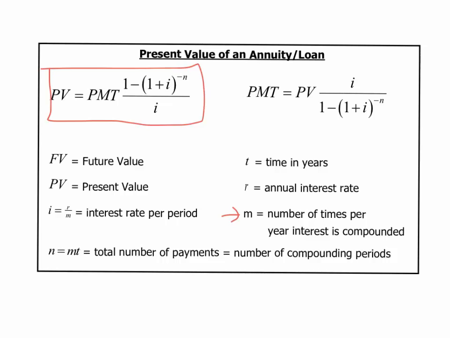If we want to solve this formula for payment, we have this. A couple of things to notice: in the previous formula, when we were accumulating money, the 1 plus i was first in the fraction and the exponent on n was positive. Now it's negative. So watch out for that.